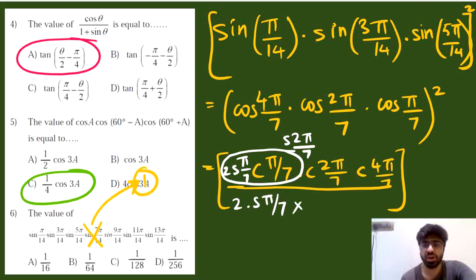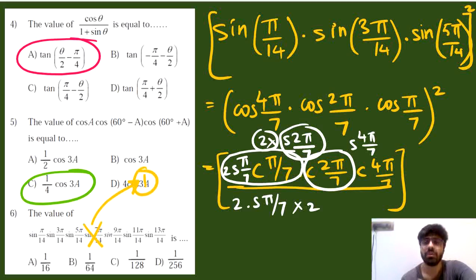Multiply the numerator and denominator again with 2. So 2 sine pi upon 7 cos pi upon 7 makes it sine of twice that, 2 pi by 7, that is sine of 4 pi upon 7. Multiply the numerator and denominator with a 2 again. So 2 here and 2 here.